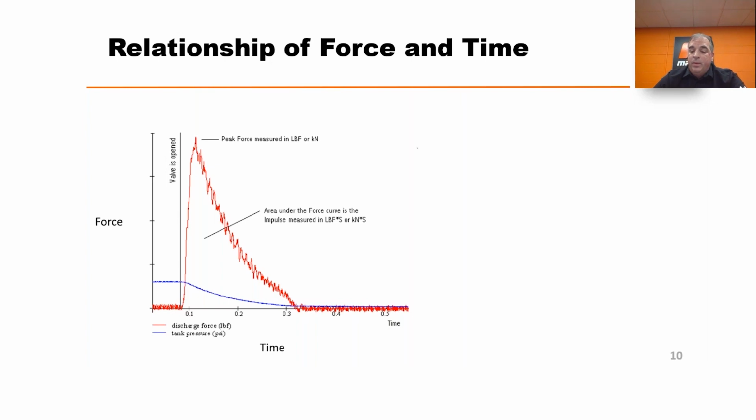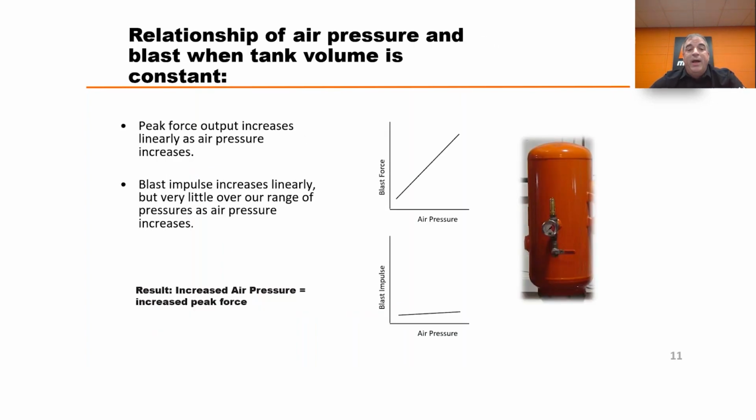So since you can't change your tank, we're going to talk about the relationship of the air pressure when tank volume is the same. Now, you can change your tank, but again, this presentation is about what you can do with your current system. So peak force, as you increase the air pressure, will increase on a linear scale to that increase in pressure. Actually, the volume of the tank doesn't have much effect at all on the force output of the cannon. It has the effect on the duration of the blast.